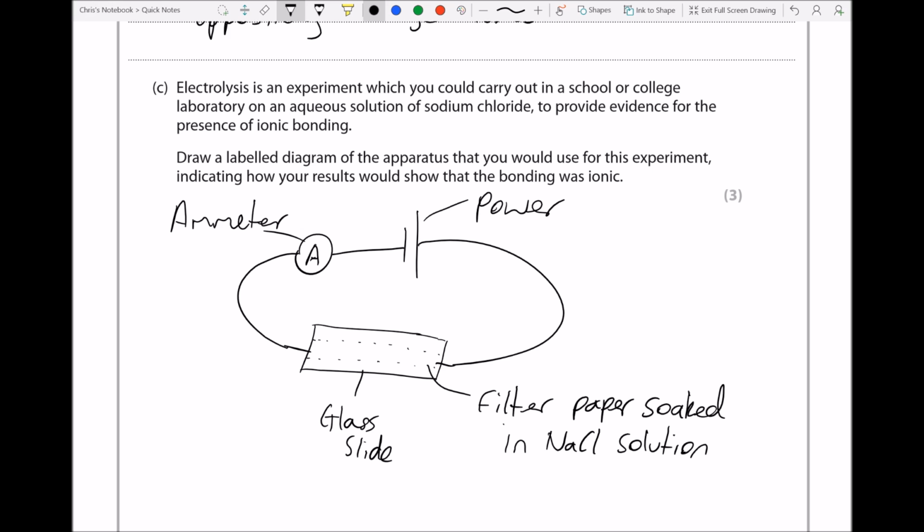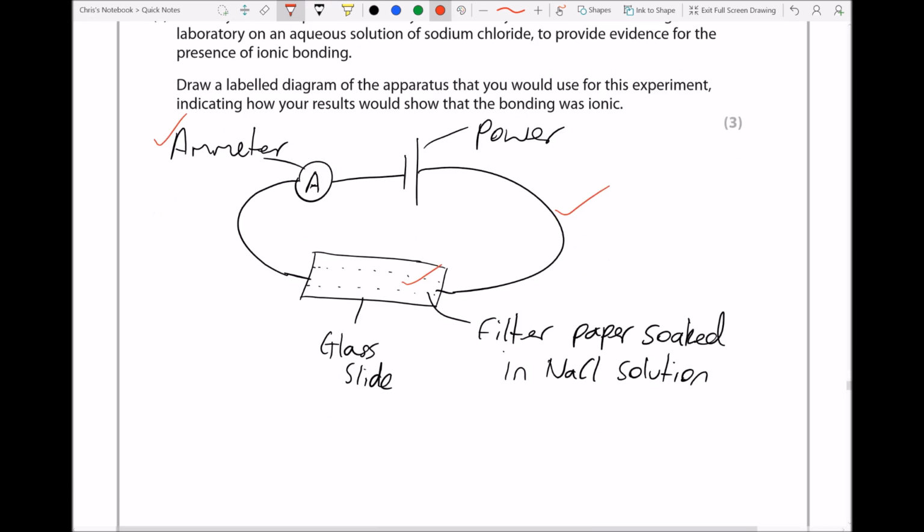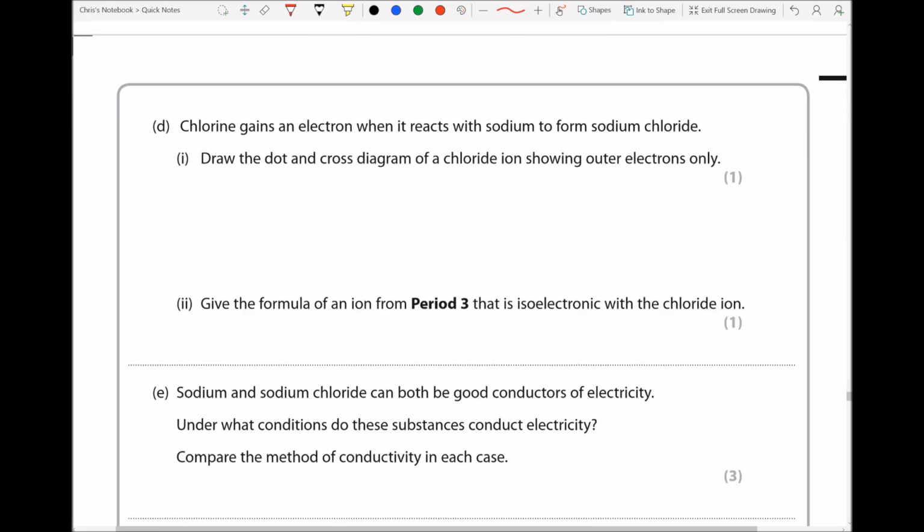But yeah, you need to show your marks. You need to show that you've got something to identify that a current is flowing. Make sure you're showing a full circuit. It must be complete with power. And this mechanism here, where you've got your glass slide with your filter paper soaked in sodium chloride, make sure that it's on there as well. Okay, so that gets you all them 3 marks. Right, so not too bad.